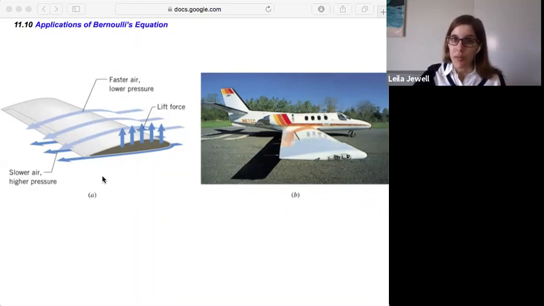If there's a difference in pressure, that means there's going to be a force. So the force will go away from the higher pressure towards the lower pressure. It's an upward force known as the lift force, which is why an airplane can glide through the air. Pretty nifty.